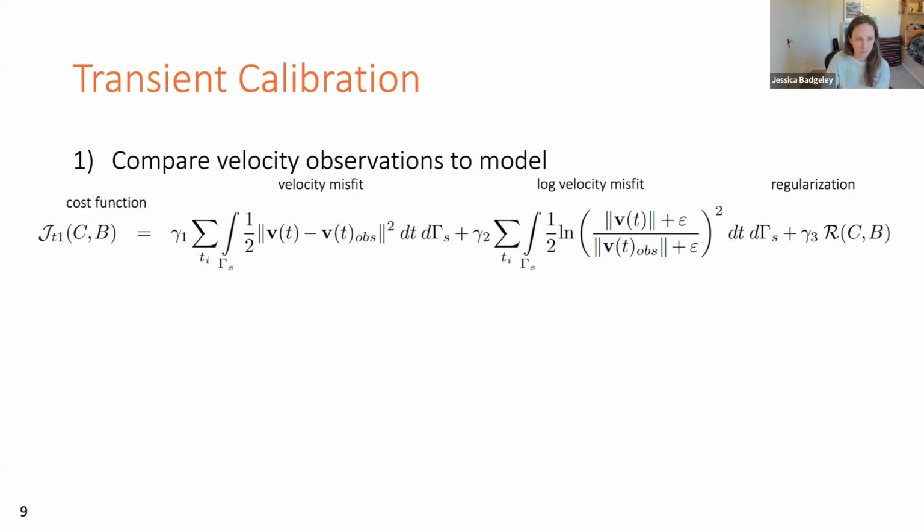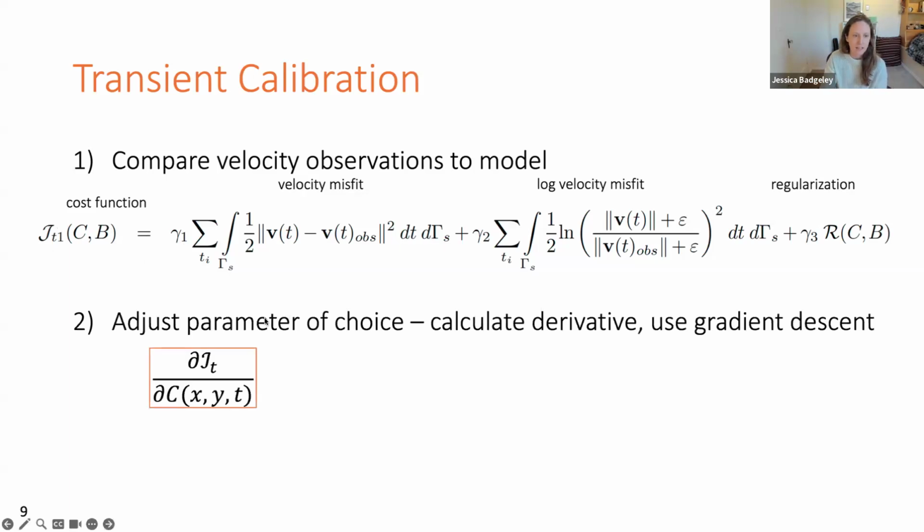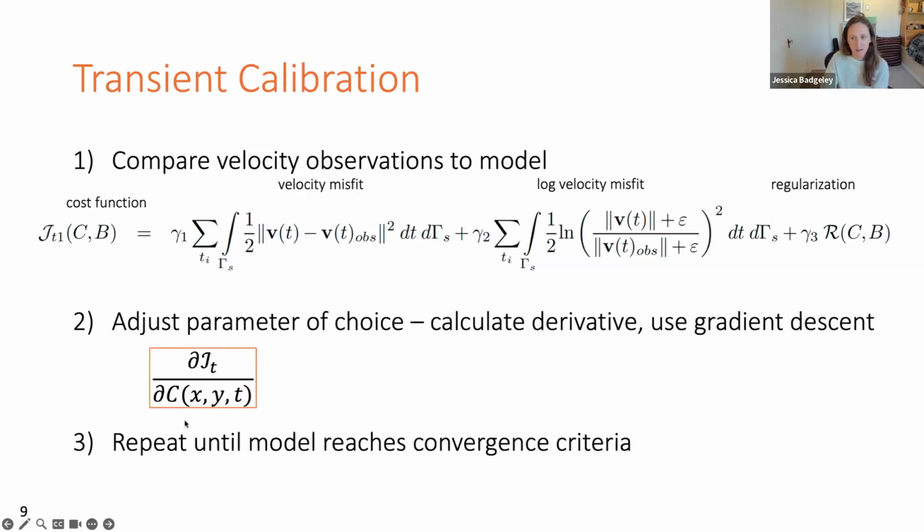In this case, we're doing just one, the basal friction coefficient. And then we calculate the gradient of the cost function with respect to that variable and adjust it using gradient descent until we reach some convergence criteria. So this is actually how both snapshot inversion and transient calibration work. It's just that transient calibration has this time dependence.